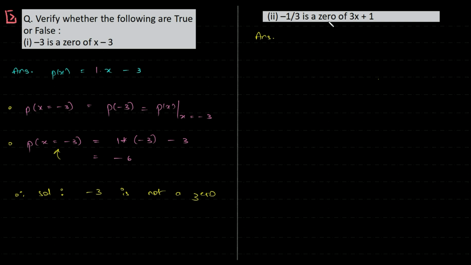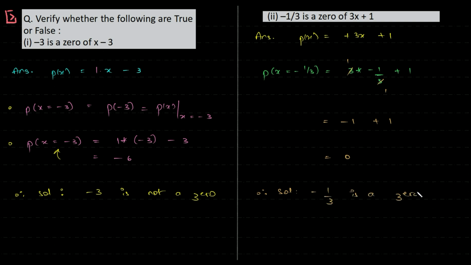Next one is minus 1 by 3. Is it a 0 of 3x plus 1? Let's have a look. So p of x is 3x plus 1. Here, what is it that we are doing? We're going to substitute minus 1 by 3. So we have 3 into minus 1 by 3 plus 1. Okay. And now we have 3 and 3 getting cancelled. And now we have minus 1 plus 1, which is equal to 0. Yes, we can tell. Therefore, the solution is that minus 1 by 3 is a 0.